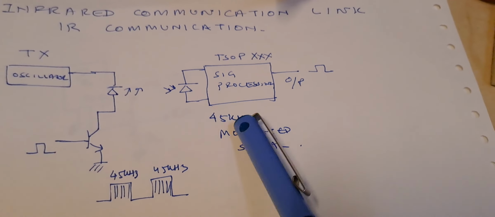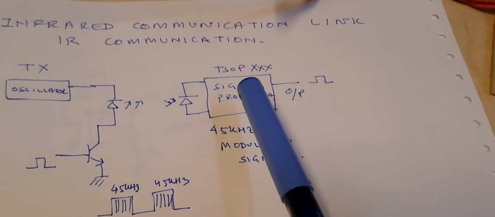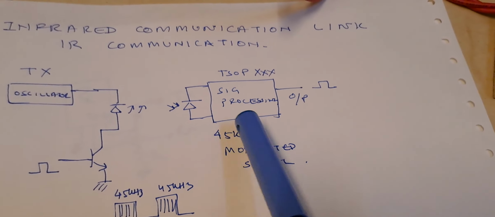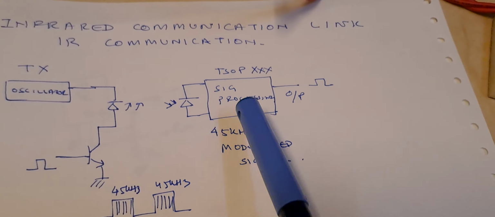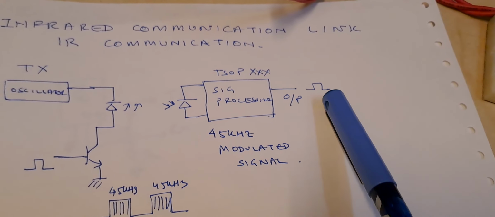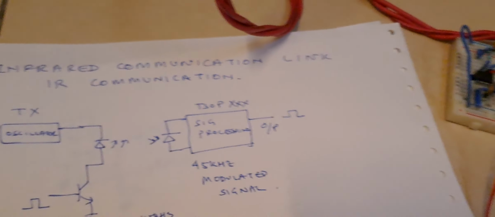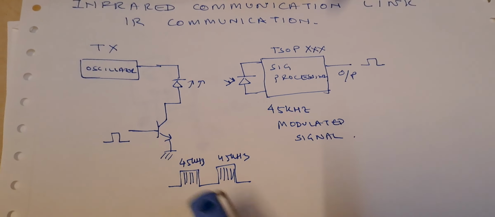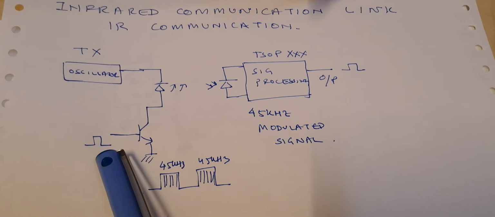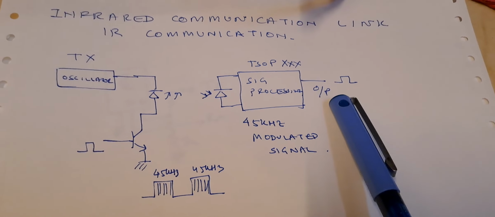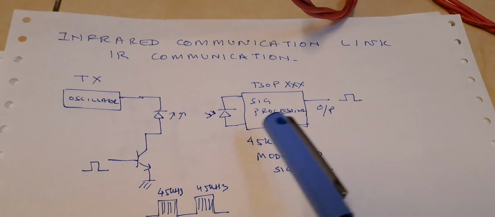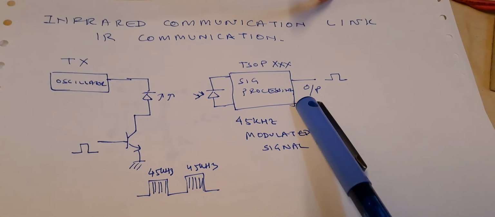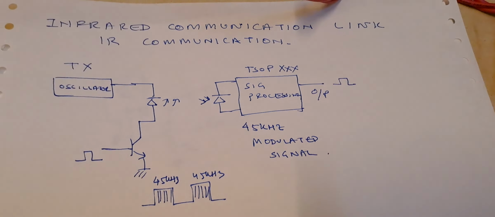The receiver end will receive the modulated output. The receiver is frequency centered at 38 kilohertz. So I am giving 45 kilohertz, it will detect it and give me 0 or 1 at the output. This is the theory behind the circuit. Whatever data I feed from here, I will receive here. That will be shown in the next video. In this video, I am only establishing the basic communication link.